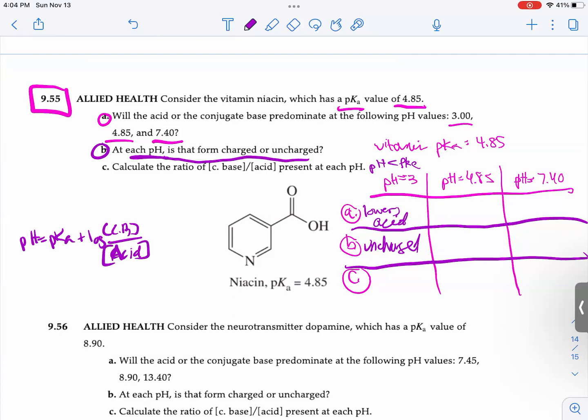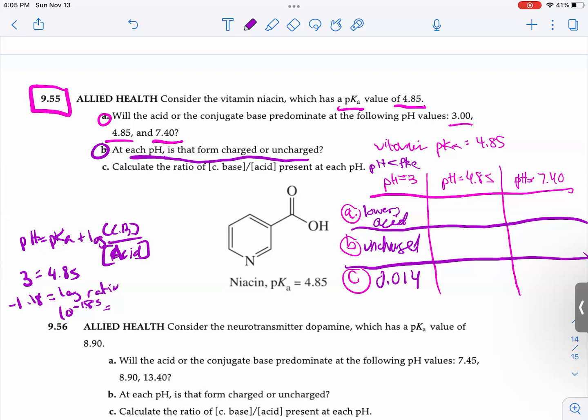So what you're going to have in this case is 3 equals 4.85 plus the log ratio. So you'll subtract 4.85 on each side, and you'll have negative 1.85 equals your log ratio. And what you'll have to do is 10 to the negative 1.85. You should get something like 0.014.